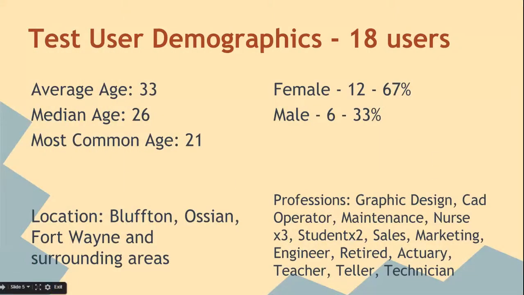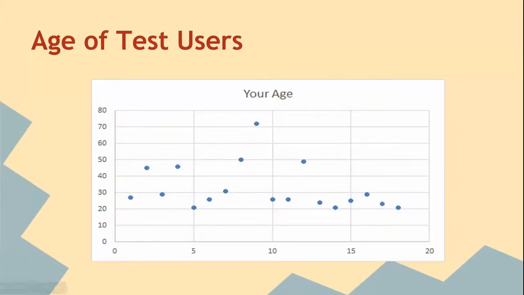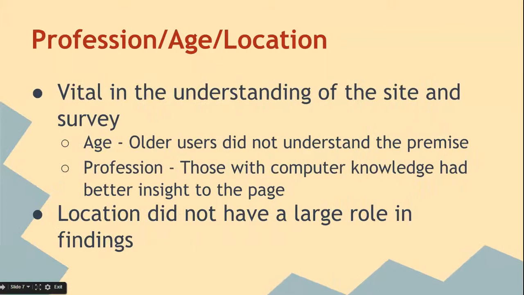So on the next slide here, this is just a little scatter chart of the ages. As you can see, mostly between their 20s and 30s. I had a few people in their 40s and one in their 70s. And like I said, I wanted this site to be very relatable to my users. I wanted them to be able to understand the site and the survey, but that did not go over as I had planned. A lot of the older users did not understand the premise of the test at all.